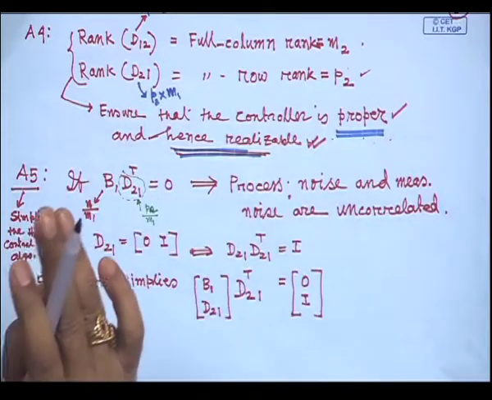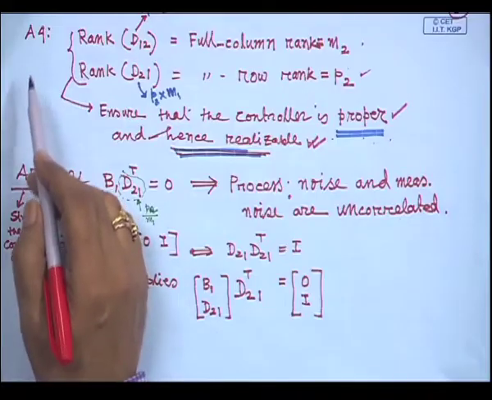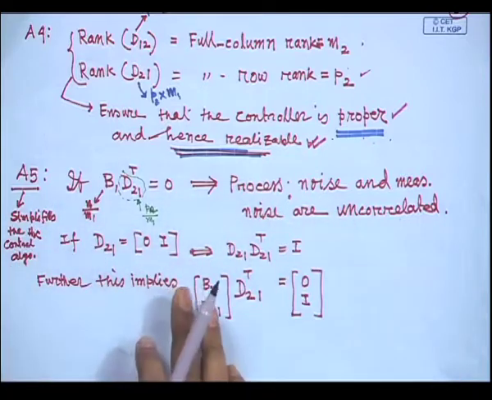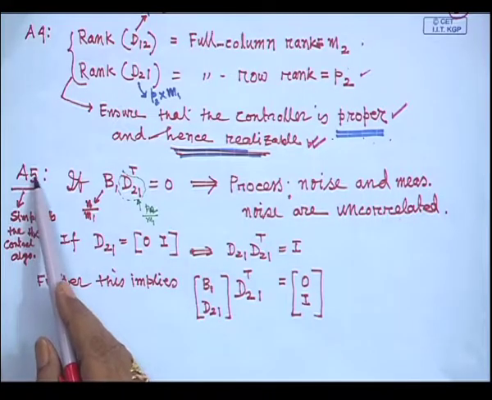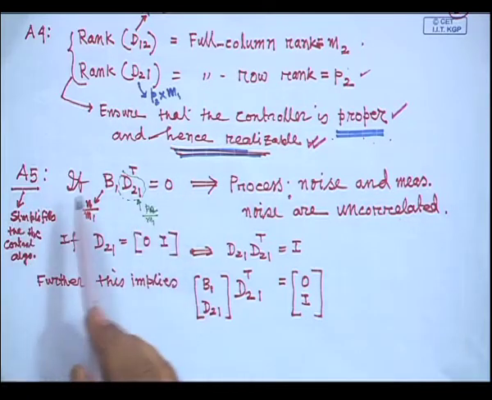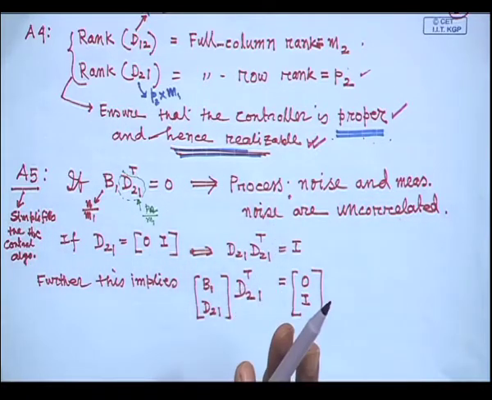So, conditions 1 to 4 are essential to design a standard H infinity controller or suboptimal controller. When you design based on the H infinity control approach, these A1 to A4 conditions must be satisfied. The other conditions simplify our control algorithms. So, the A5 condition, that means the fifth condition, only simplifies the H infinity control problem.